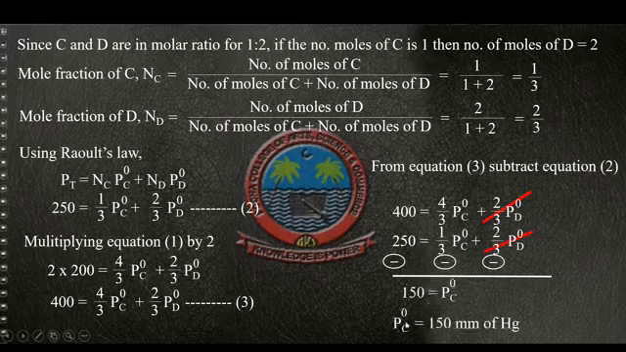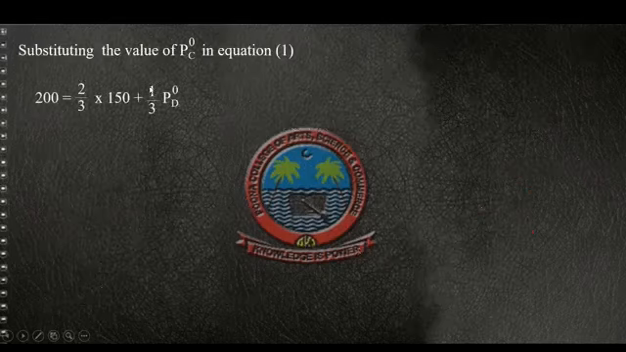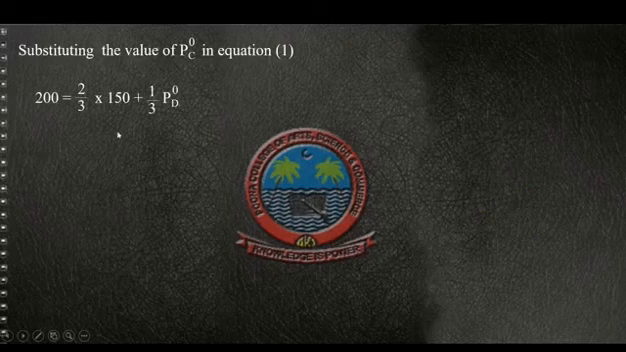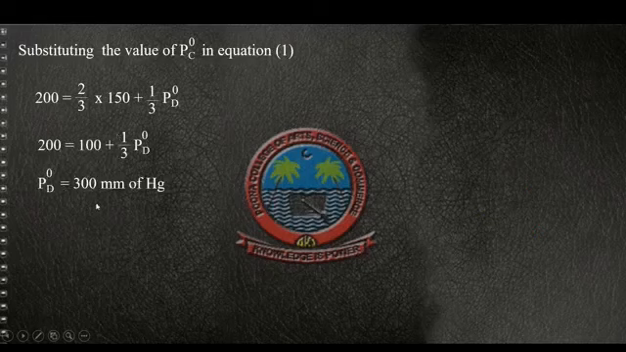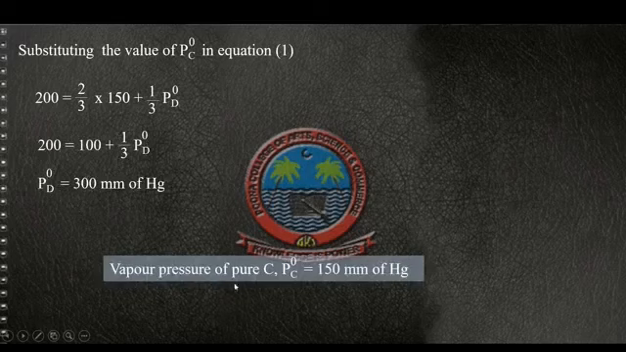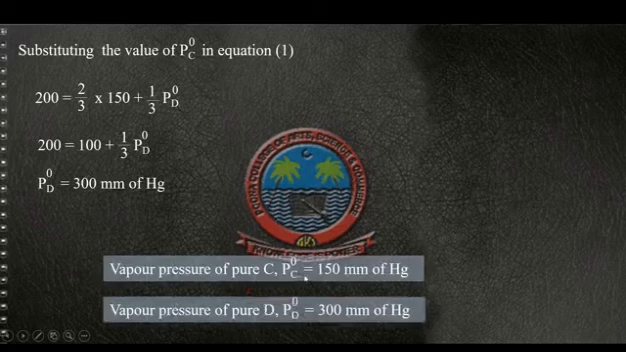So PC naught, which is the vapor pressure of pure liquid C, is 150 mm of Hg. Once I know this, I can put it in any one of these, either equation 2 or 3 or 1 even, to find out PD naught. Equation 1 में मैंने PC naught को substitute किया है. So this becomes like this. So PD naught is this much. So I have PD naught, I have PC naught. So the vapor pressure of pure C is this much. The vapor pressure of pure D is 300.